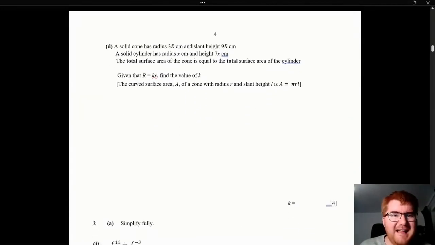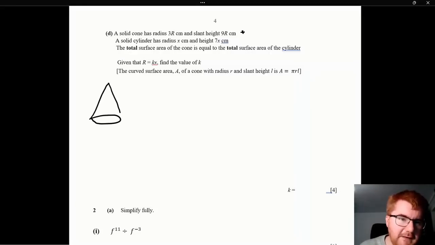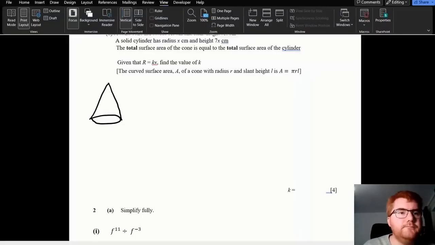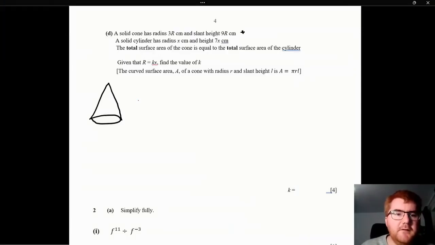Now on to the more A/A star element of this question. So a solid cone has radius 3r centimeters and slant height 9r centimeters. As I go through the question, what I generally do is just draw a sketch. So we have a cone. Let's just pop it over here. Again, my terrible drawings, but hopefully seems clear enough. And we have a radius. So let's get a different color pen here. So we have a radius of 3r centimeters and the slant height, that's important, of 9r centimeters.